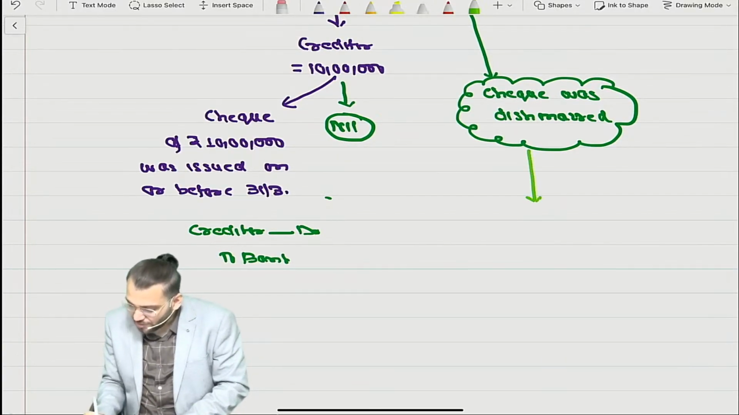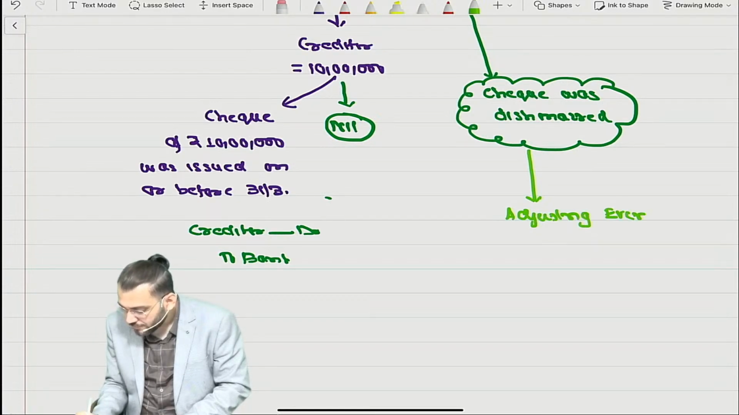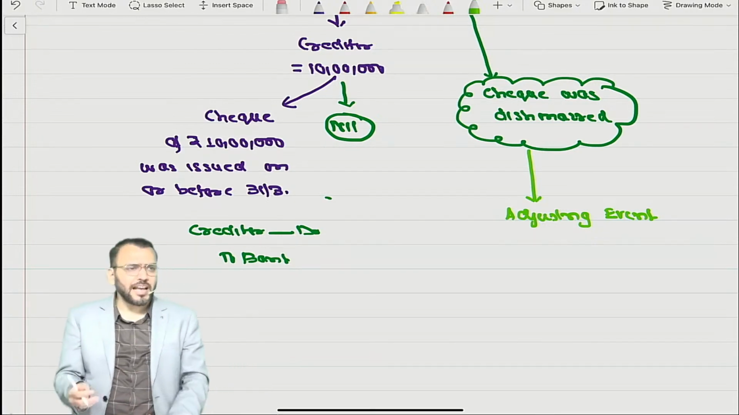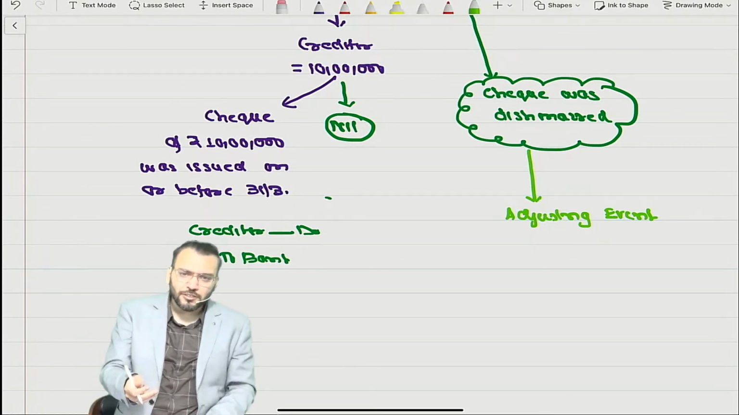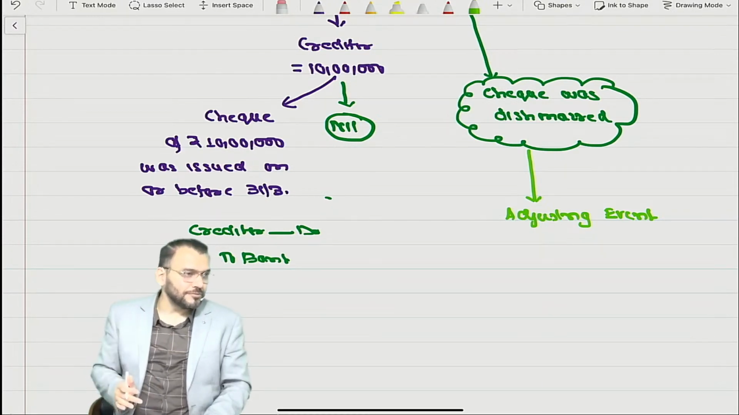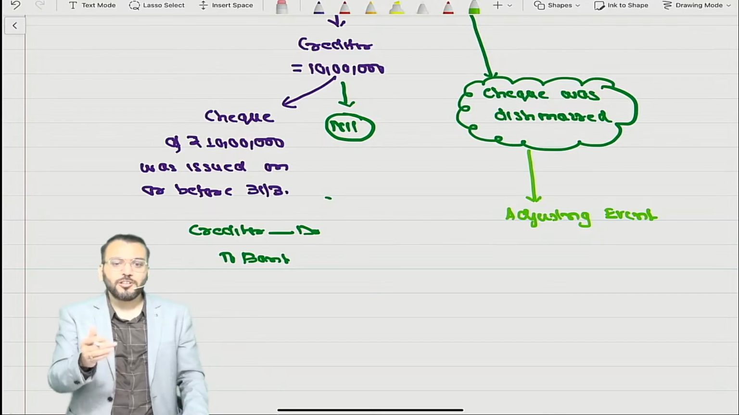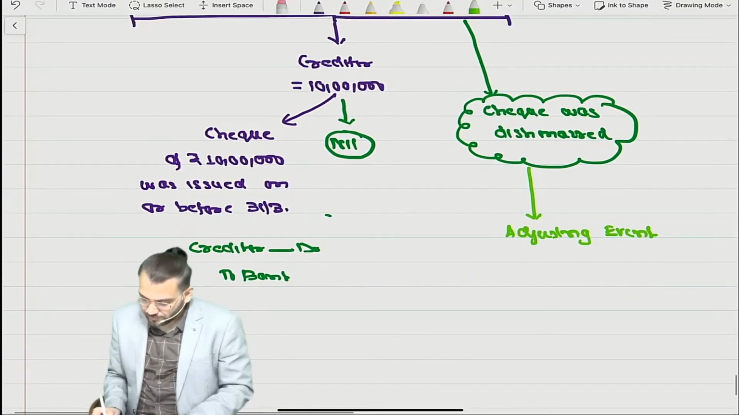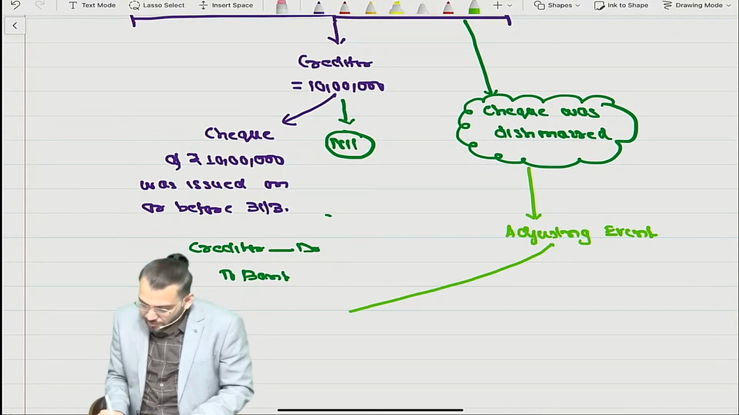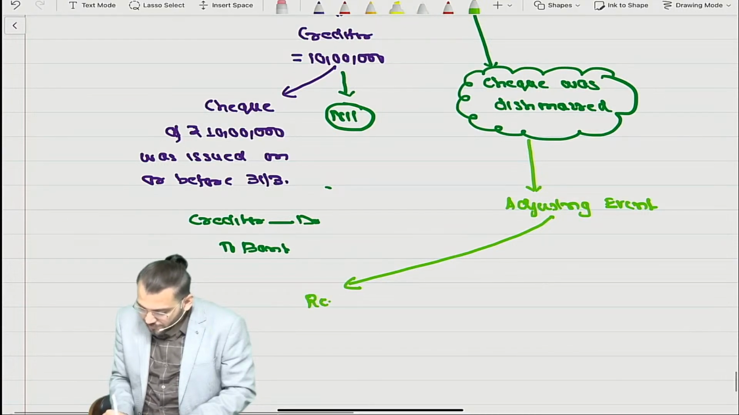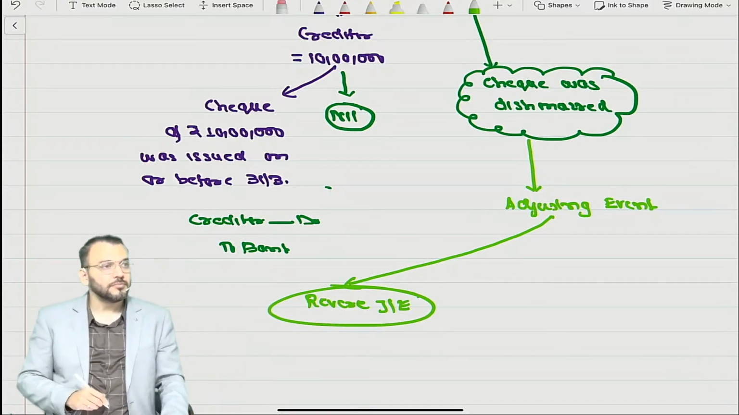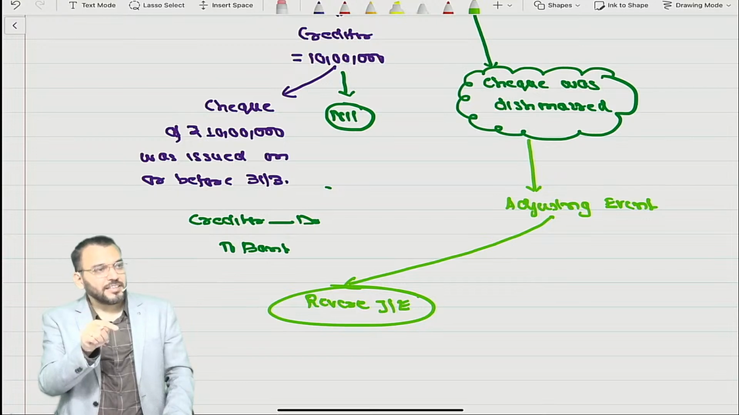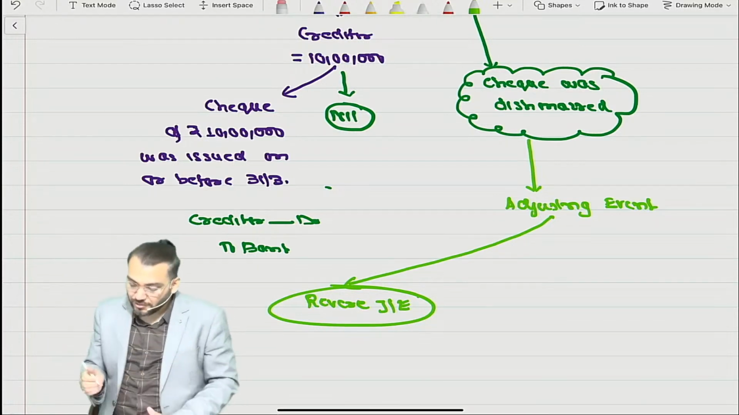So I think now you have understood it is an adjusting event. You can write down that it is the responsibility of management to keep sufficient balance in the bank account. Adjusting event means you reverse the journal entry on 31st March. Means you need to disclose the creditor of 10 lakh in the balance sheet. This is case number one.